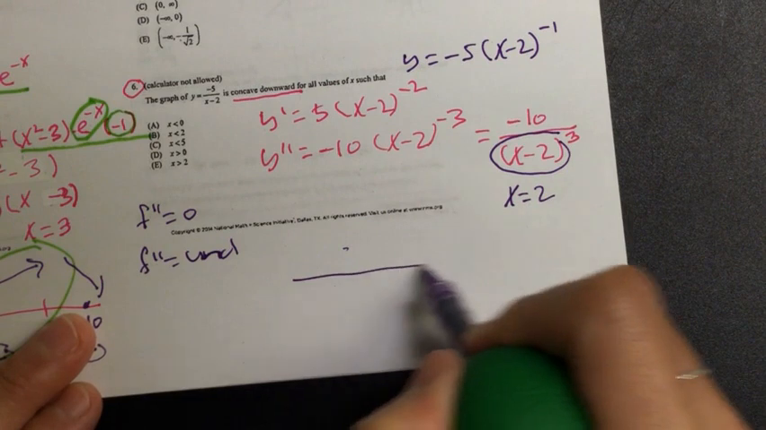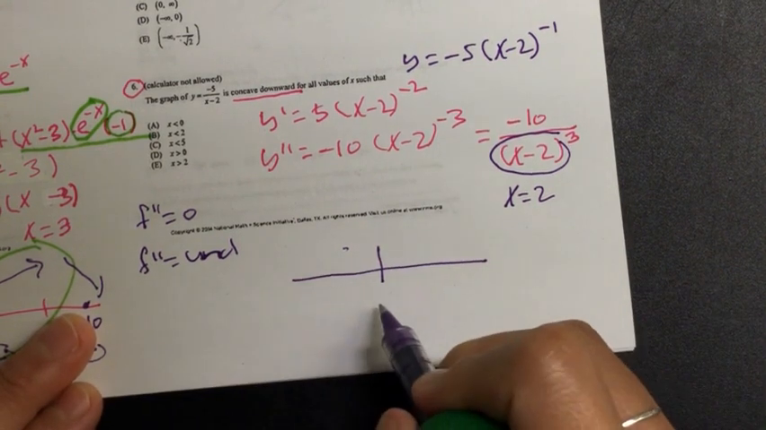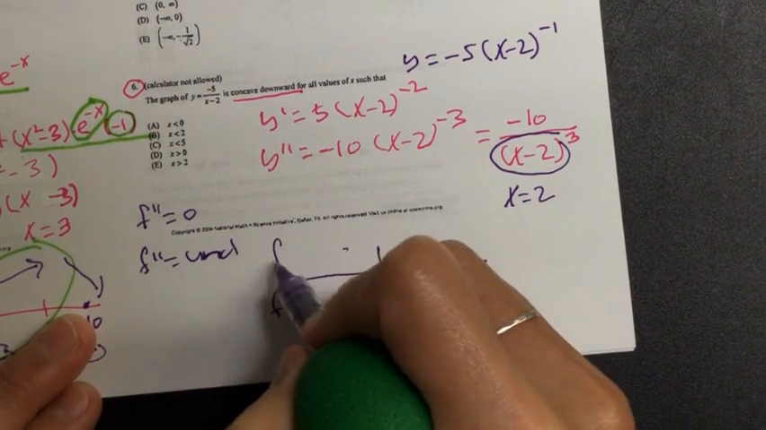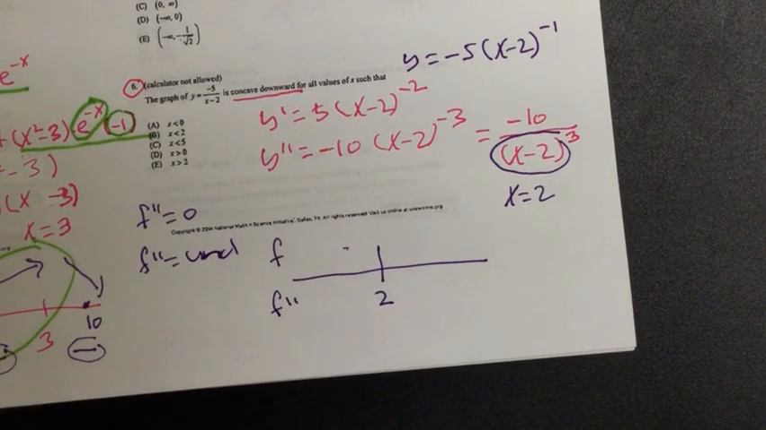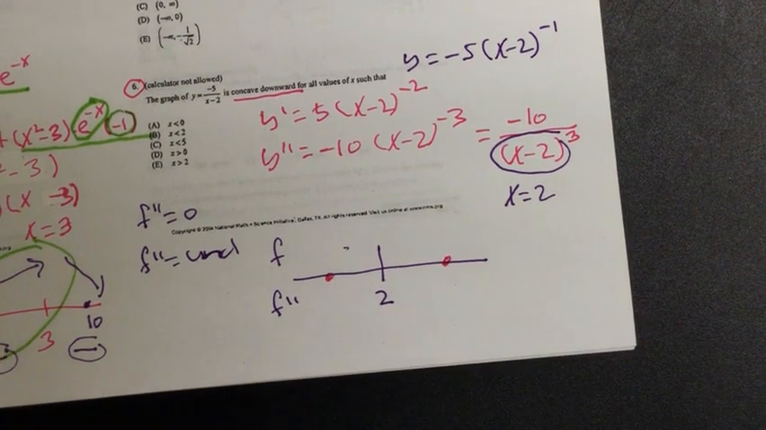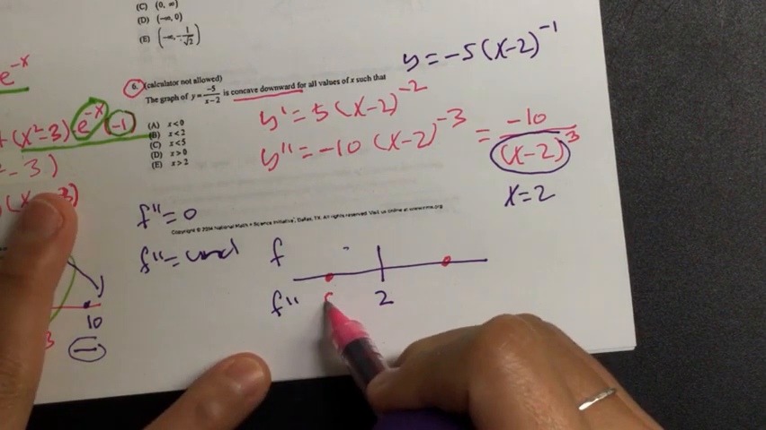Okay, let's make our chart. And we're only looking at it from 2. So we have f double prime, and then we have the function. And we want to test out 2 points. What points should we test out? 0 and 6. 0 and 6.